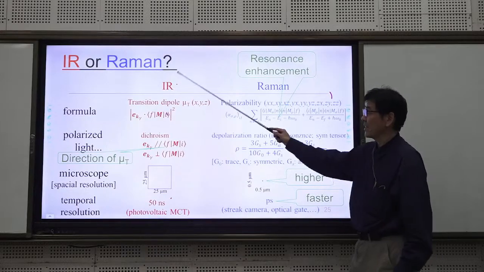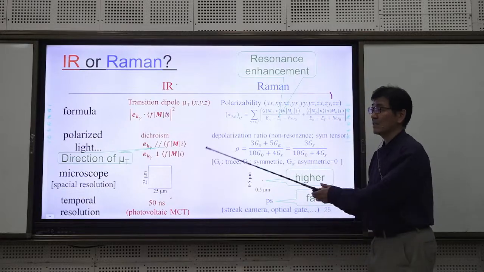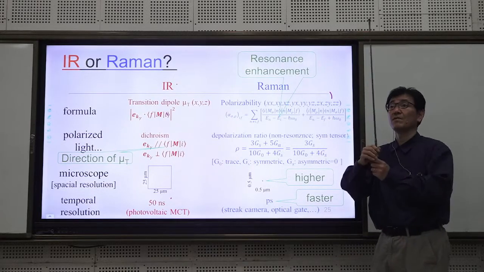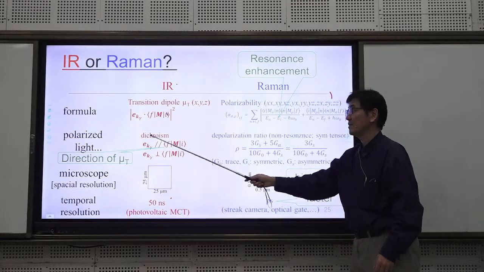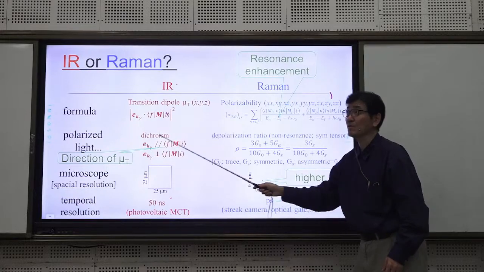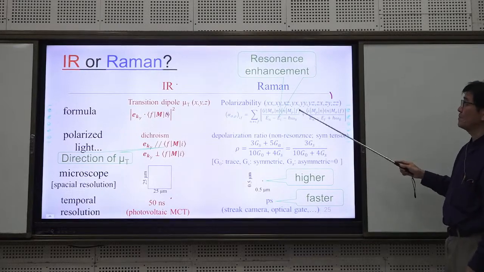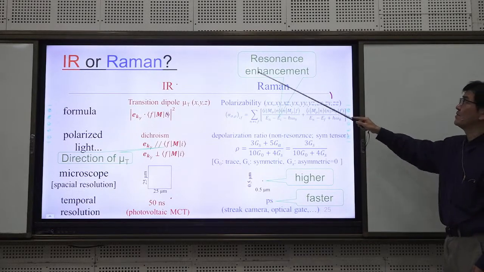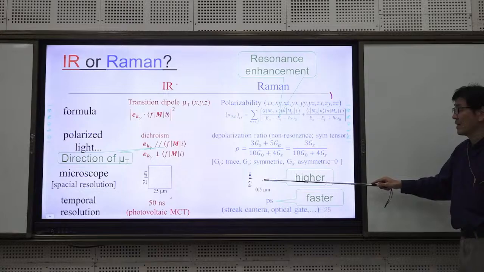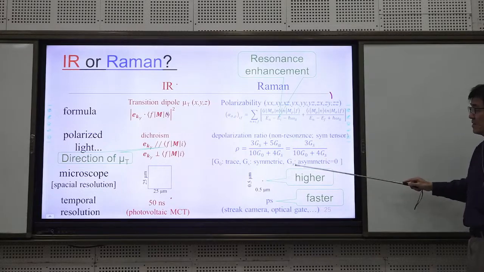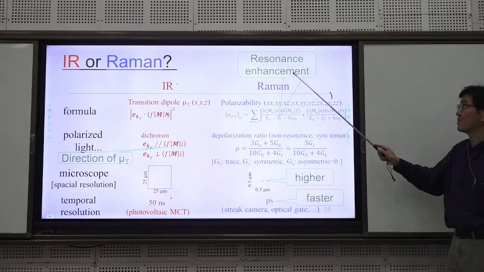So in the case of IR, the advantage is the polarization measurement. We can discuss the direction of functional groups with respect to the alignment axis. This information cannot be derived from Raman spectroscopy. On the other hand, using Raman, we can utilize the resonance enhancement effect. Spatial resolution is higher, temporal resolution is higher. So they are the advantages of Raman spectroscopy.